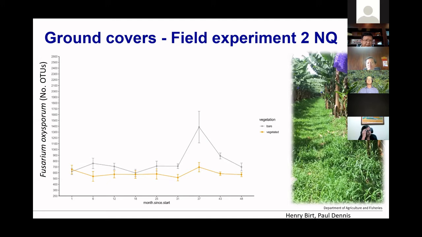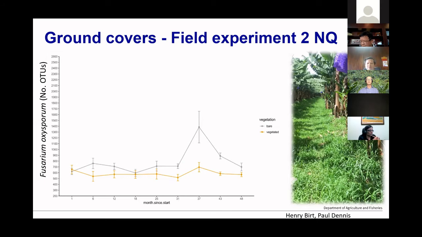Following the establishment of the treatments, the bare and the vegetated, there was an increase in Fusarium oxysporums in the bare soil, the silver line, compared to the vegetated ground covers, the yellow line. At around the 36-month, 3-year period, there was a significant increase in the abundance of Fusarium oxysporum OTUs in the bare soil, which then declined back down at 42 months. However, throughout the trial, the number of Fusarium oxysporum OTUs always remained above that of the vegetated ground cover treatment until the termination of the experiment.